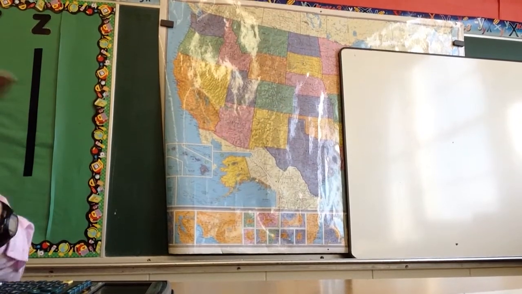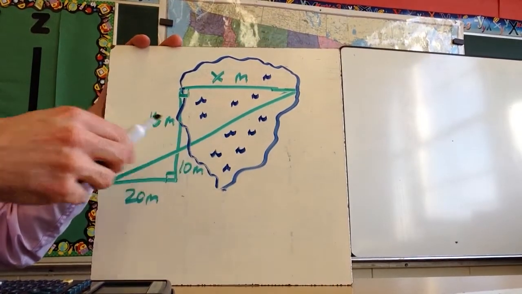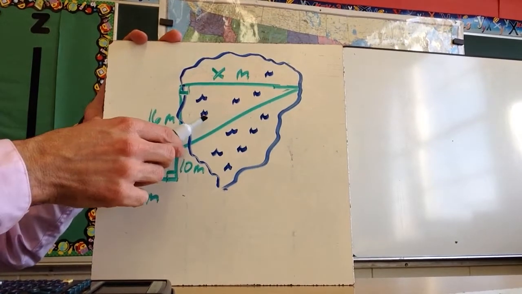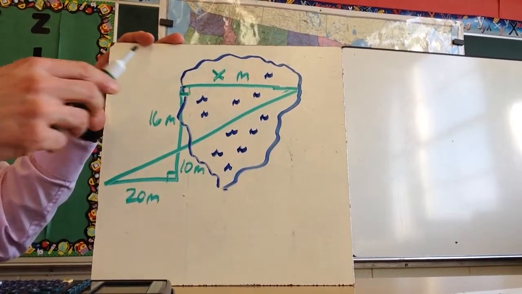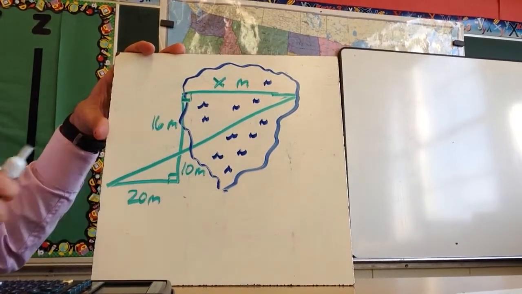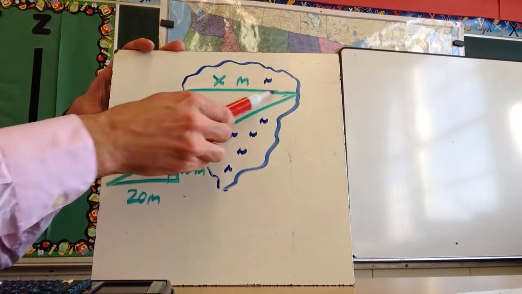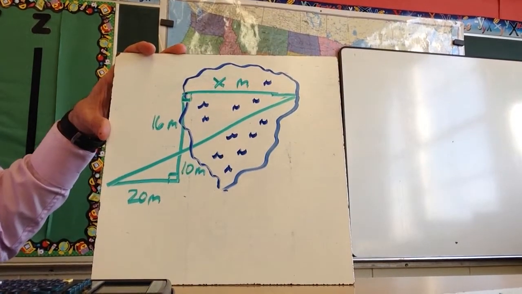Now, the second type of problem is one like this. So this blue area is a lake, as you can see from the waves that I've drawn. And so what we want to do is figure out what's the distance across the lake. And so if I could create these two similar triangles, I can use the distances that I know from these triangles to help me find that distance which is across the lake.